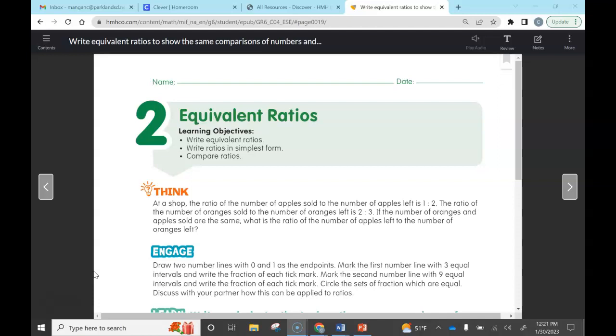Now what I would like for you to do is get out your Math in Focus book and turn to page 183. And we're going to go ahead and take a look at equivalent ratios. The goal for this video is for you to understand how to write equivalent ratios, write ratios in simplest forms, and also comparing ratios.